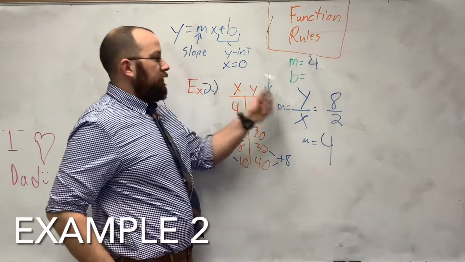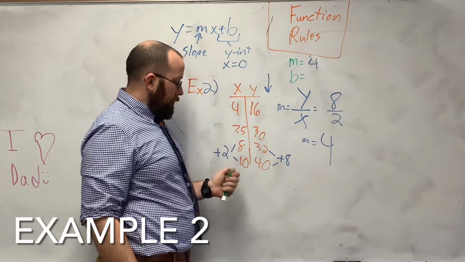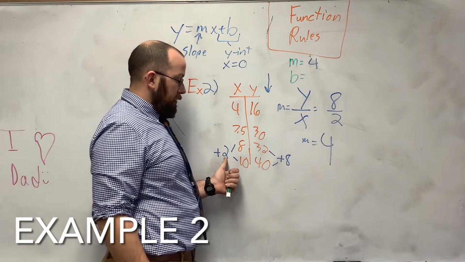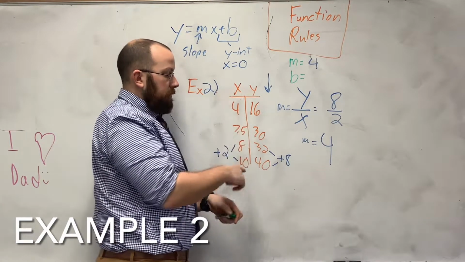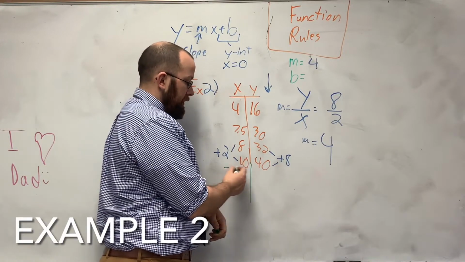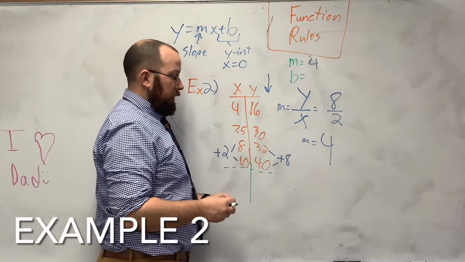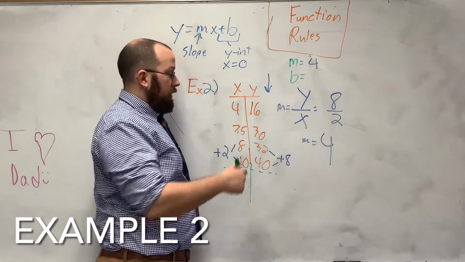So now I have to figure out what my b is. If I tell you every time I add 2 to this side, I add 8 to this. All right, this is going up though. I need to go and get x to be 0. All right, so now I have to think a little bit here.